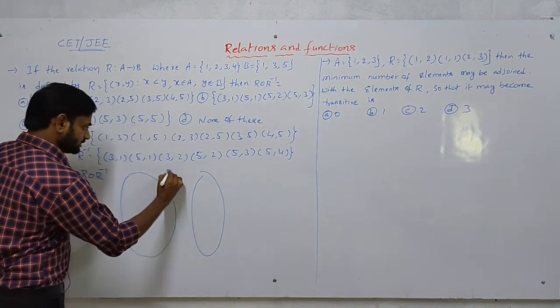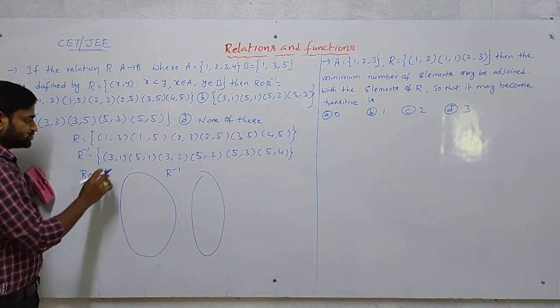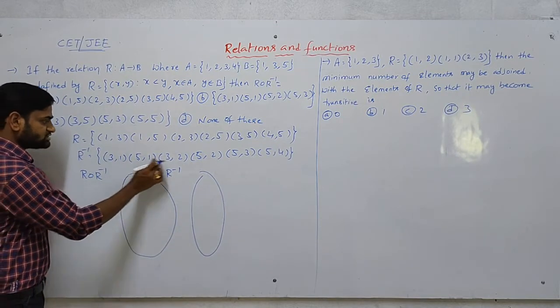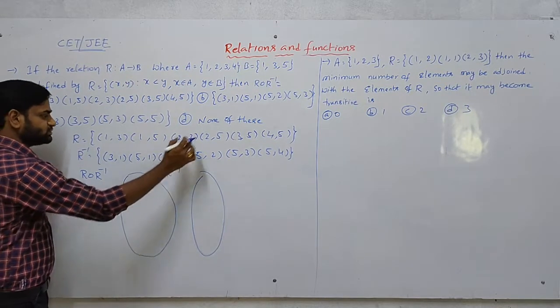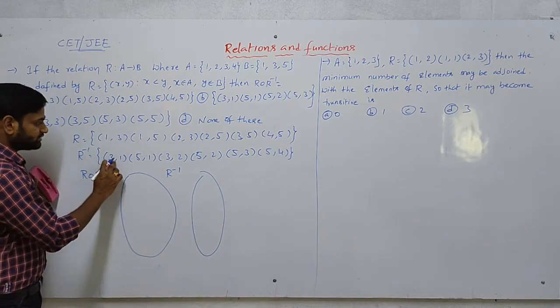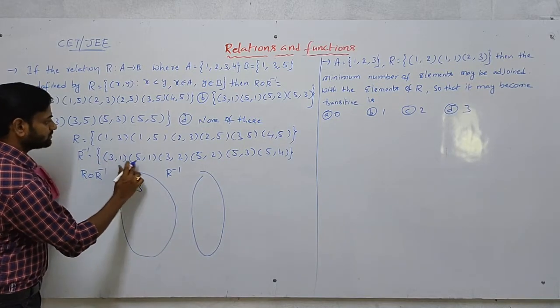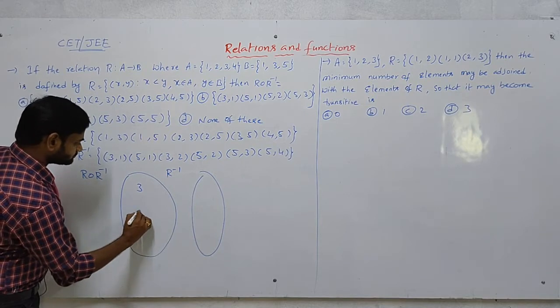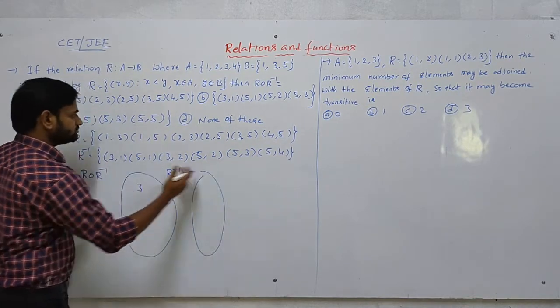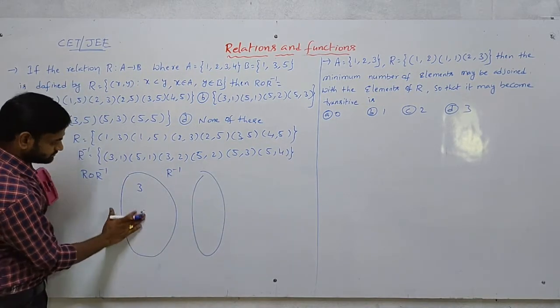This is R inverse. In R inverse, the first elements belong to the first set and the second elements belong to the second set. So what are the first elements? 3, 5. Anything else? No, only 3, 5.